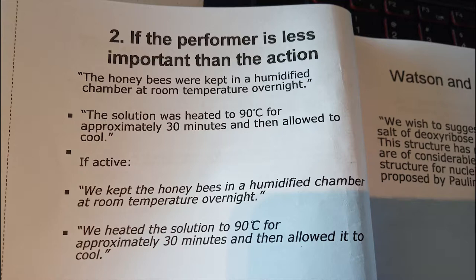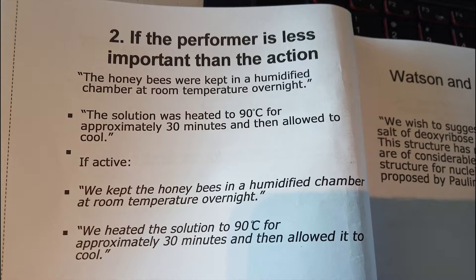Number two, use the passive in your method section because in your method section, the performer, you, are less important than the action, than what you do. Let me give you two examples. The honeybees were kept in a humidified chamber at room temperature overnight. Now this sentence is passive. If I make it active, what do I have to do? I have to say, we kept the honeybees in a humidified chamber.